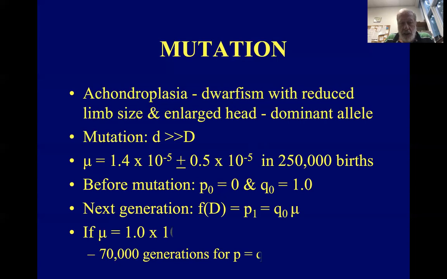So now if we have a mutation rate of 1 times 10 to the minus fifth, like for the achondroplasia, it's going to take 70,000 generations for P and Q to equal 0.5, okay? If the mutation rate proceeds that way and no other evolutionary mechanisms are at work here. So anyway, that's very, very slow. It's not going to change the allele frequencies enough to move a population out of Hardy-Weinberg equilibrium.